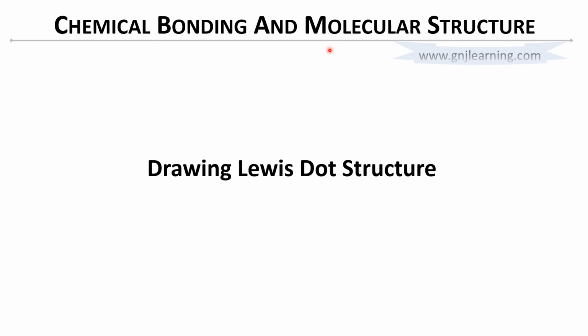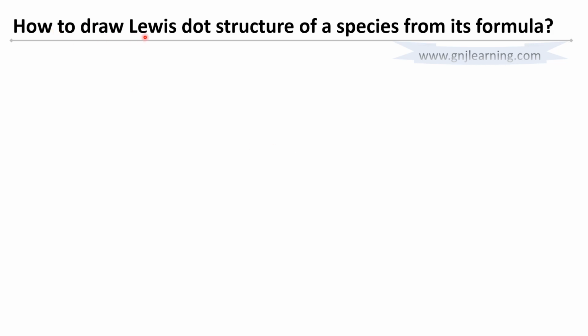Of class 11. So this is part 4 of the chapter, and in this part we are going to see how to draw the Lewis dot structure of a simple molecule. We will see how to draw the Lewis dot structure of a species. Why is it written species here? It can be a neutral molecule, or it can be a charged species. Whether it is a molecule or a charged species, we will learn how to draw its Lewis dot structure. The formula of the species will be provided, and we will see the steps to draw the Lewis dot structure from the formula.